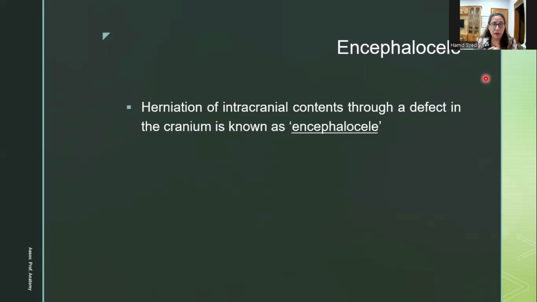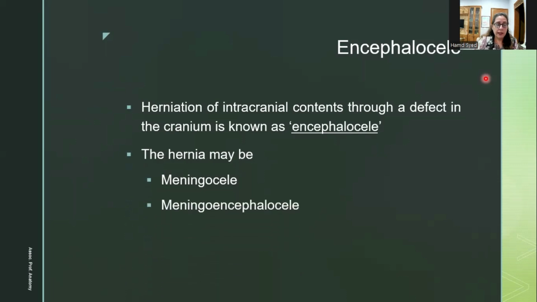the herniation of intracranial contents through a defect in the cranium, and the herniation of those contents is known as the encephalocele. Now, it might contain only the meningeal layer, then it is a meningocele, or it might contain, along with the meninges, the brain tissue, then it is called meningoencephalocele. Or if it also has fluid collection, then it is meningohydroencephalocele.